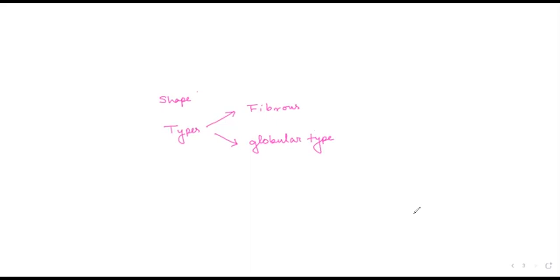Fibrous proteins, for example keratin protein, which is present in our hair, do not have that globular structure. They have more of an elongated, fiber-like structure rather than being folded in a compact globular form. As a result, fibrous proteins are generally insoluble in water, whereas globular proteins are very well adapted to water, forming either a solution or a colloidal solution. Okay, so this is all about the types of protein.